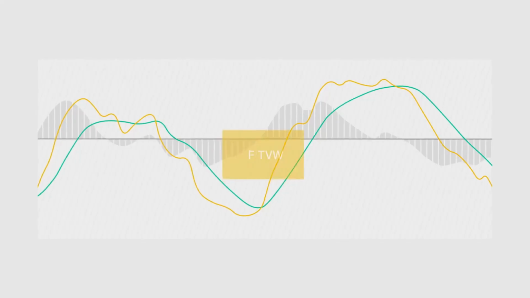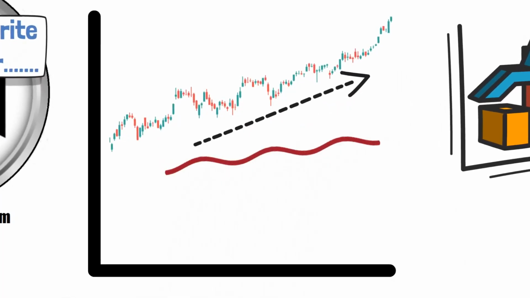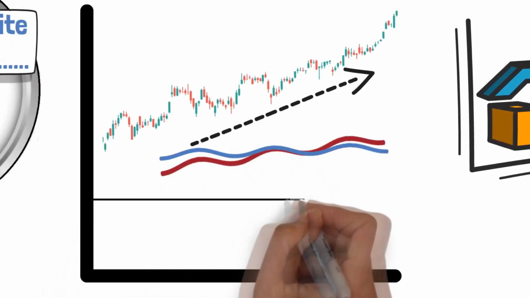In this video we're going to talk about moving average convergence divergence: why we use this indicator, the formula, examples and limitations.